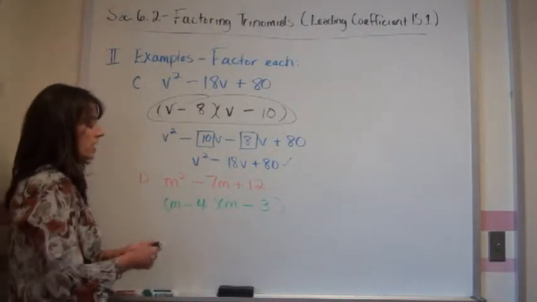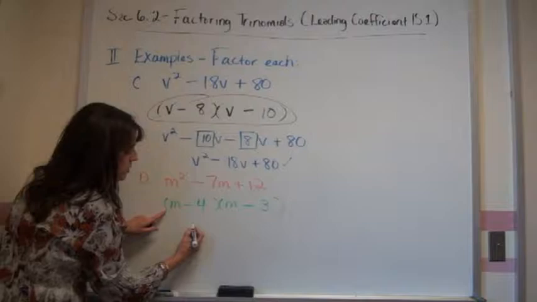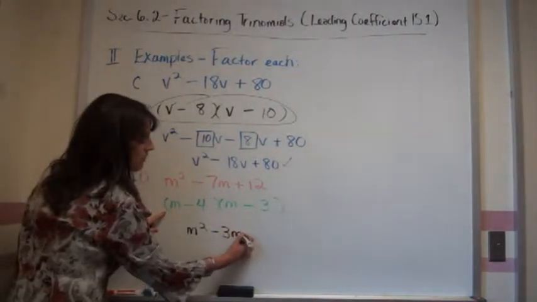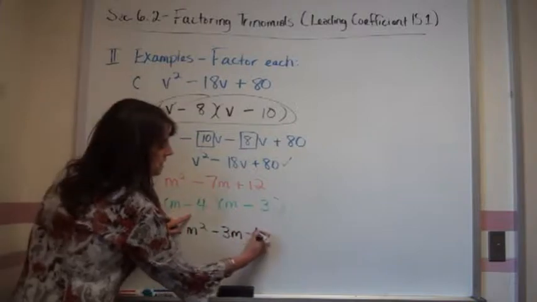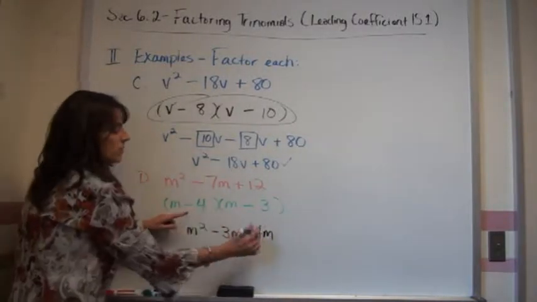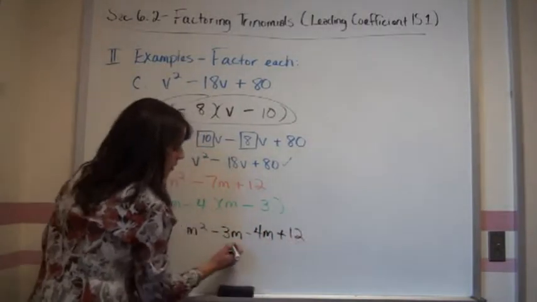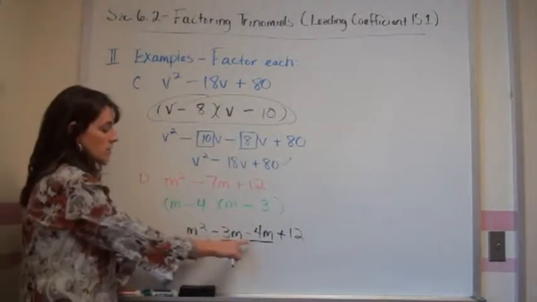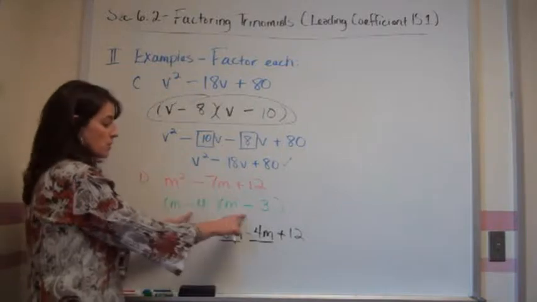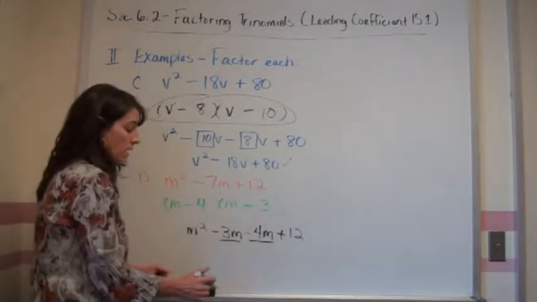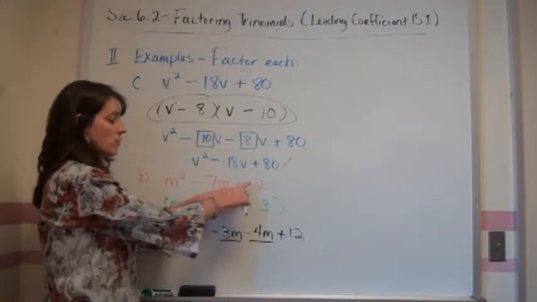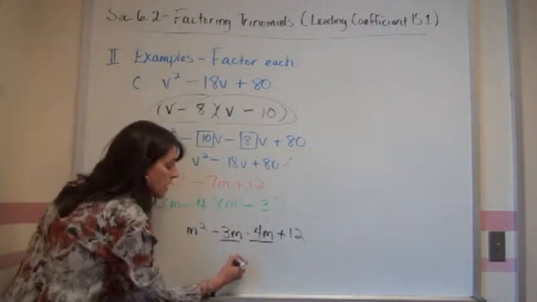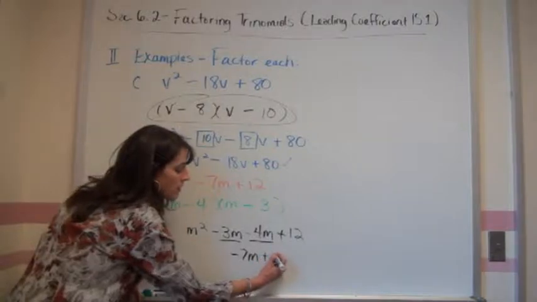So when we do that check, m times m will give me m squared. M times negative 3 is a negative 3m. Negative 4 times m is a negative 4m. And negative 4 times negative 3 is a positive 12. When I combine these two middle terms, notice, like I was saying before, this is why this tells me that these are both minuses. It also tells me that these two have to multiply to be the 12 and add for the 7, because I'm going to add those two digits and get a negative 7m.